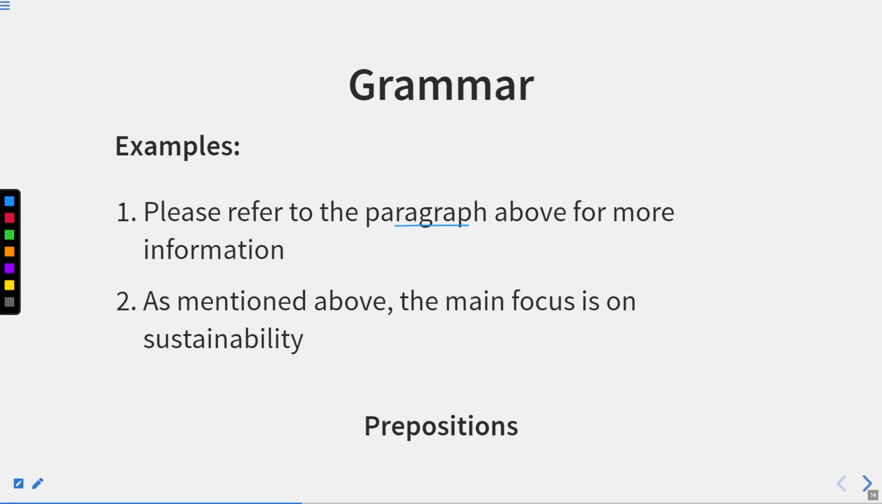Examples: please refer to the paragraph above for more information. Suppose there is a paragraph written over here and we write this line below it; it means we are talking about the paragraph which is written before that, the one written earlier. As mentioned above, the main focus is on sustainability. It means that we have already described it, that we have already mentioned it, so we are using the preposition above.